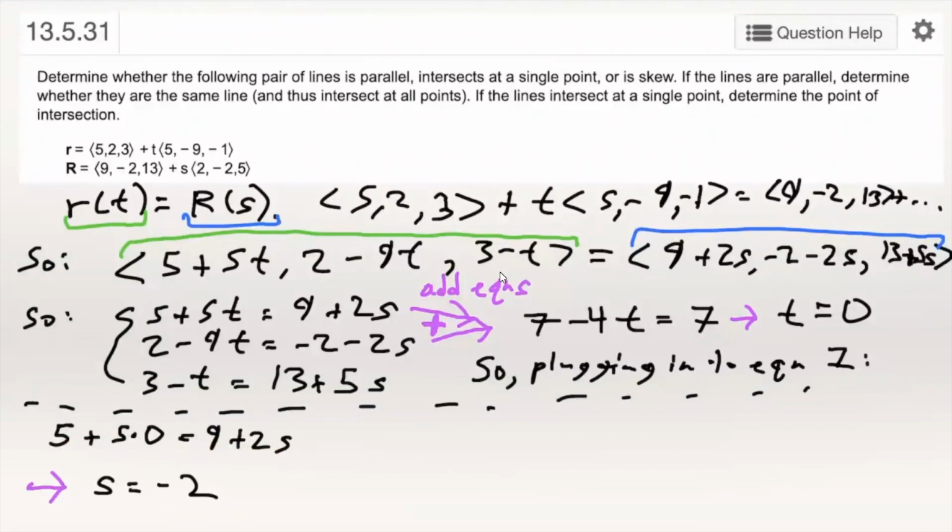Now, notice that we got t and s exclusively from the first two equations. This third equation we have not touched. In some circumstances, if we plug our t and s values into the third equation, it would not satisfy it. If it does not satisfy it, that means there is no solution to the system and thus no point of intersection. So the lines must be parallel or skew. And if they're not parallel, as we already found, then they would be skew.